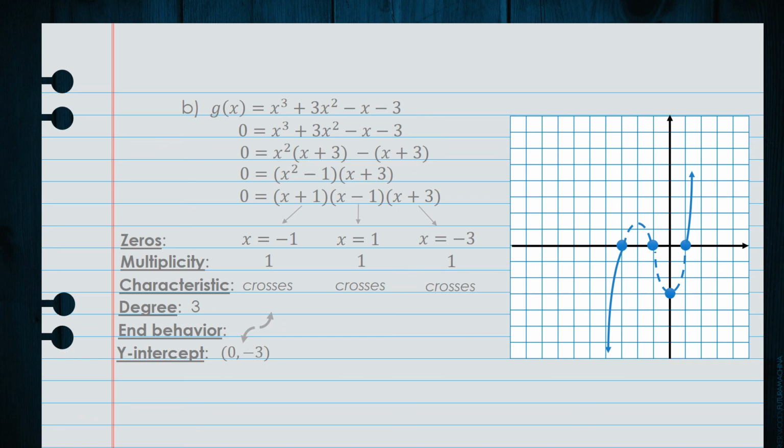So this is a rough sketch of what this graph looks like. Notice it does pass through the x-intercepts at the points. It has the end behaviors. It shows the y-intercept. So again, this is a quick representation of our polynomial function.